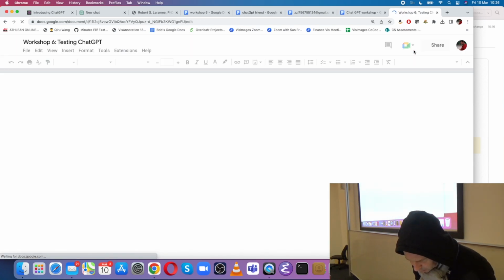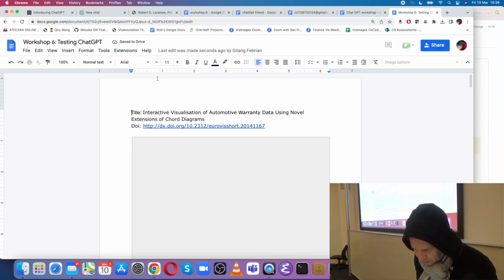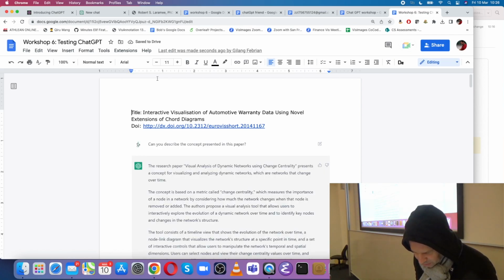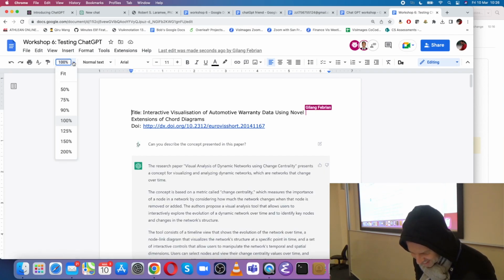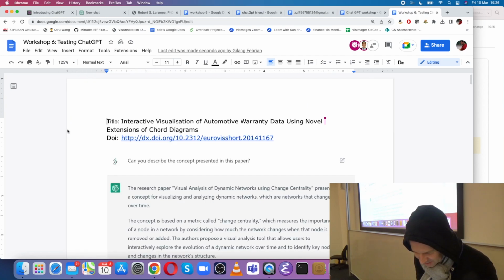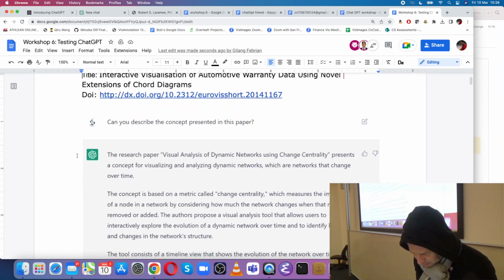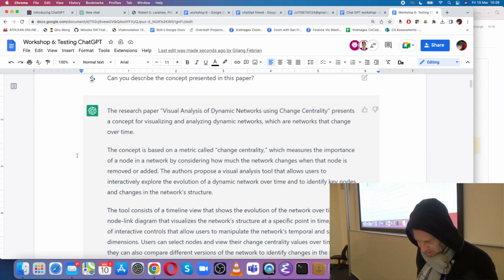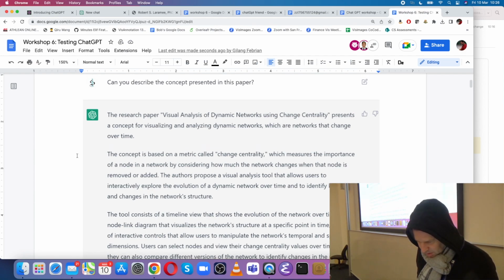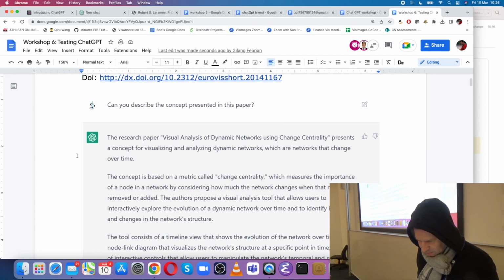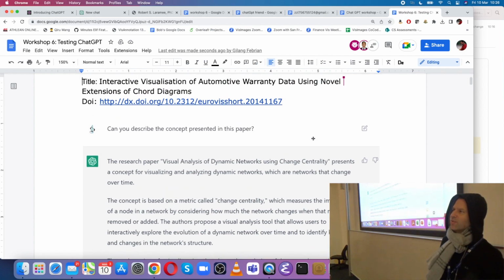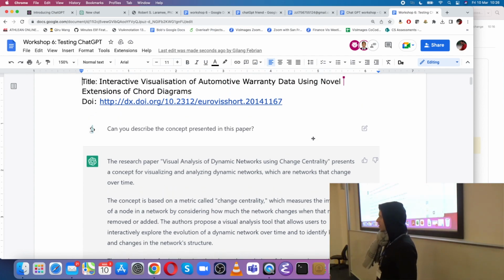Interactive visualization, automotive warranty data using. Okay, good. Somebody chose a different topic. That's good. Okay, let's see. The research visual. Wait a second. It's got a different paper. Huh. That's so funny. That is a major flaw. That flaw keeps coming up.